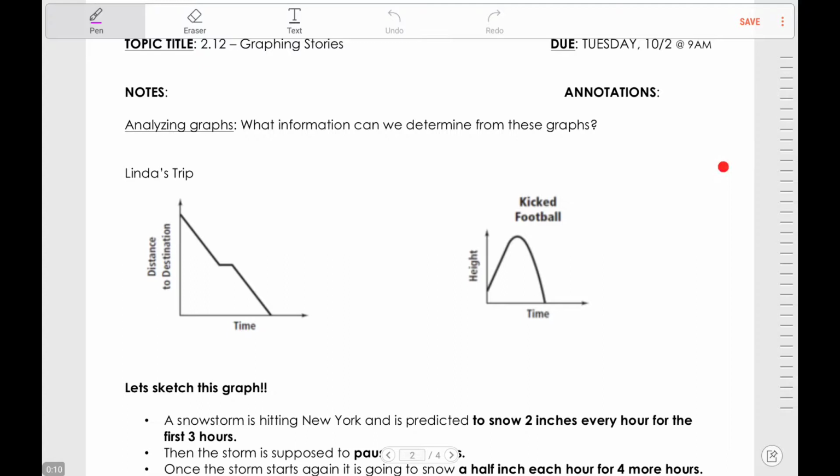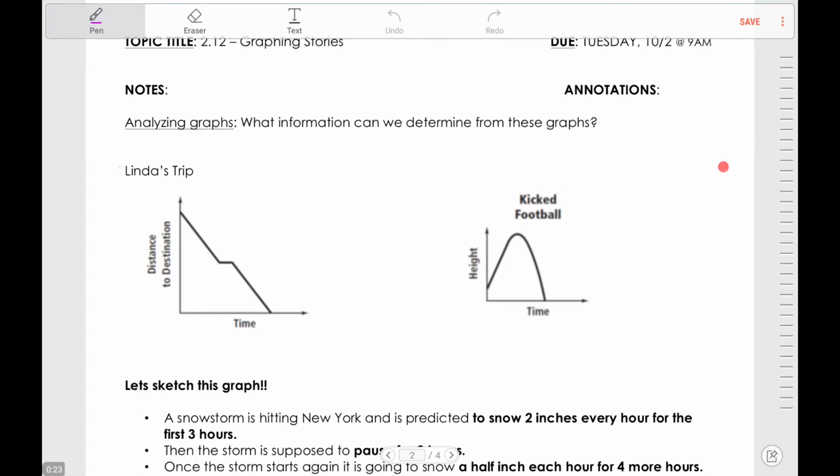Alright, so when we look at graphs, we learn so far that we can analyze certain things like the maximum and the minimum, where it's increasing or decreasing, but we also can tell stories from the graph in real life context. So let's take a look at Linda's trip.